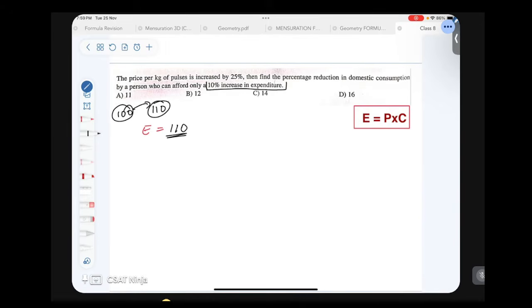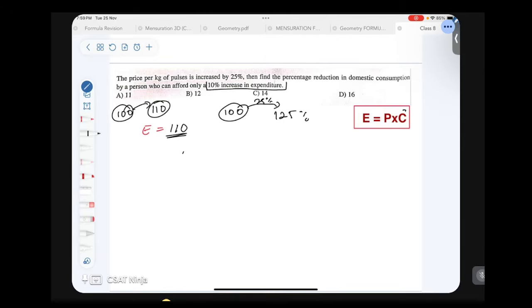And we need to find consumption. The reduction in consumption, we need to find this. But remember this one, the price here. Price was increased by 25%. That means if earlier it was 100, then if it is increased by 25%, it will be how much? It will be 125, right?